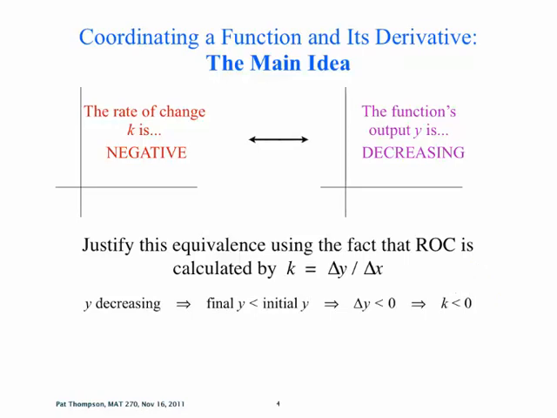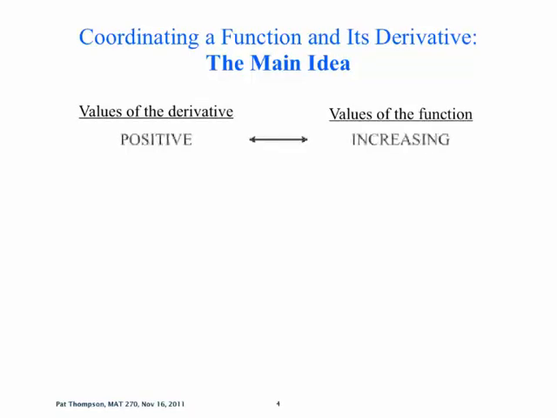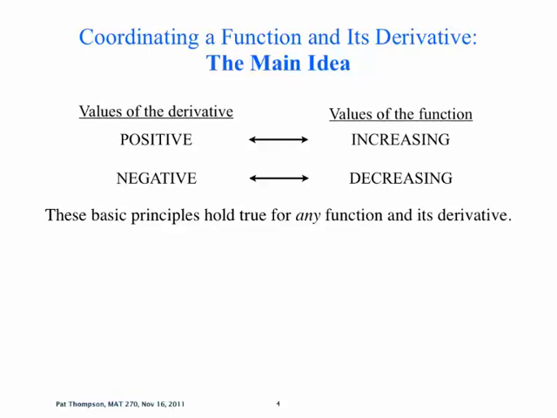Okay, so that's it. If the values of the derivative are positive, values of the function are increasing. If values of the derivative are negative, values of the function are decreasing. This is 80% of the whole thing, because watch. This is true for any function and its derivative. It's true for an accumulation function f and the derivative. All those facts are true.